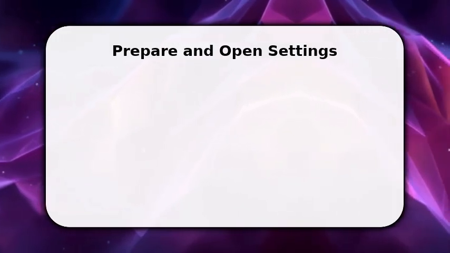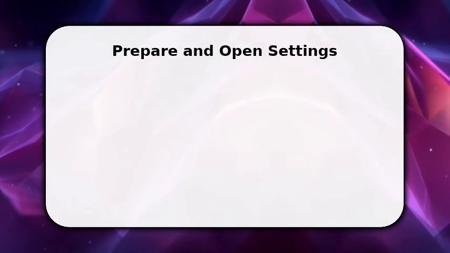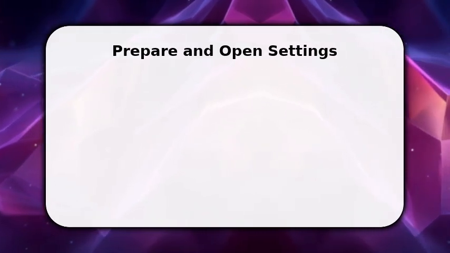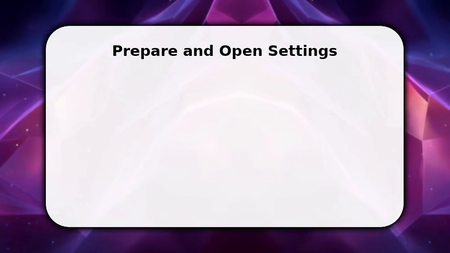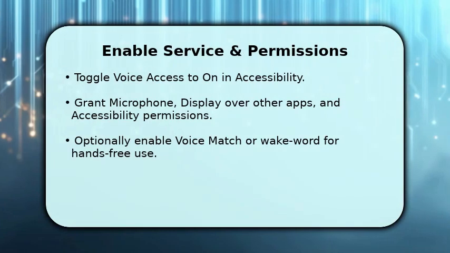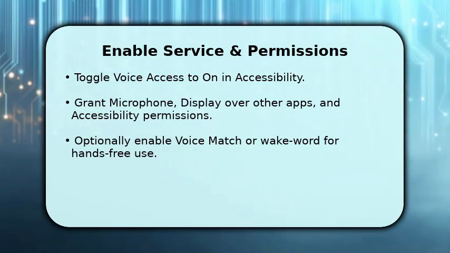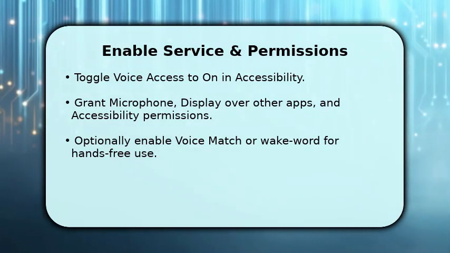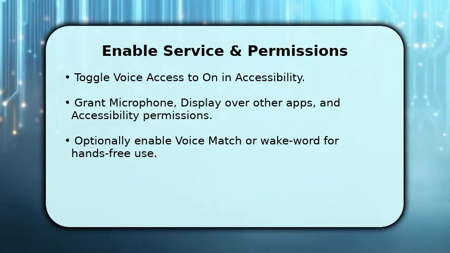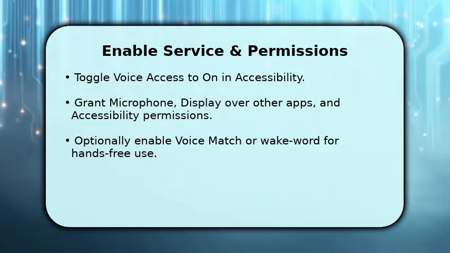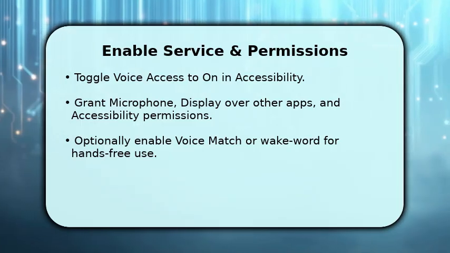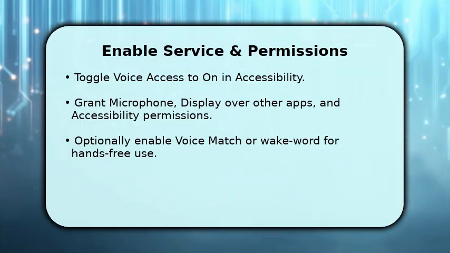Now tap the voice access entry to begin activation. This moves you from prep into the actual activation flow. You'll now flip the core switches. Tap to turn voice access on in Accessibility. The system will show permission prompts. Grant microphone access so speech is captured, allow display over other apps so numbers overlay your screen, and accept accessibility permission so commands control the UI.